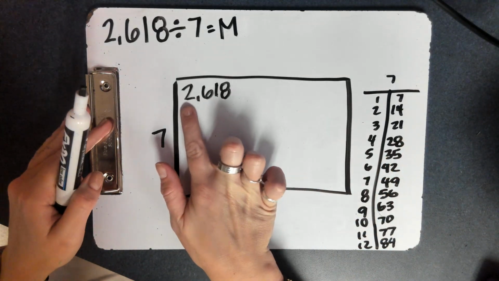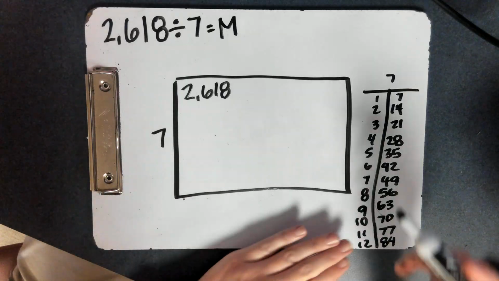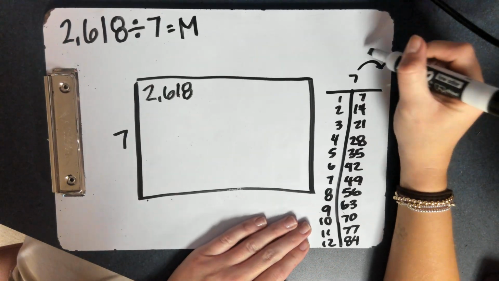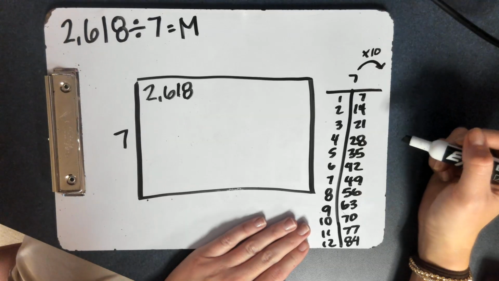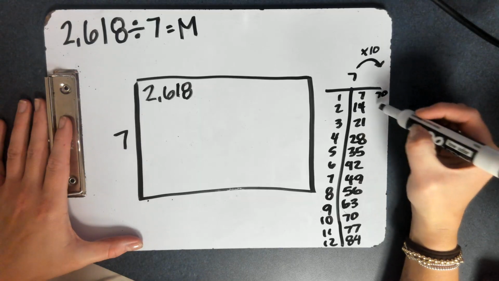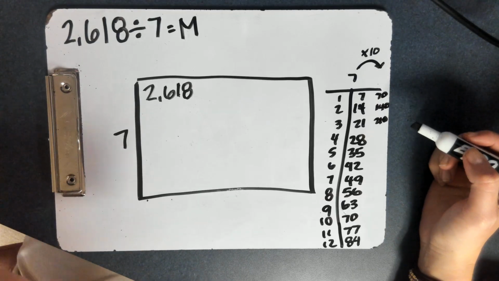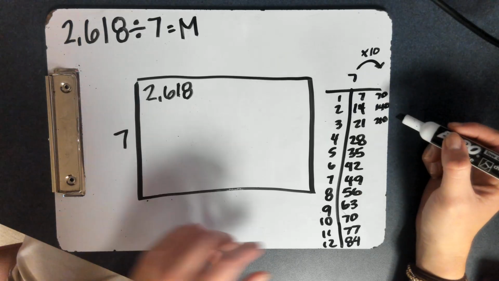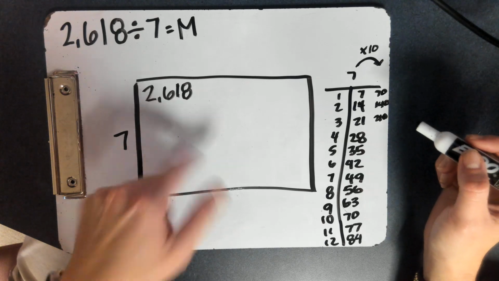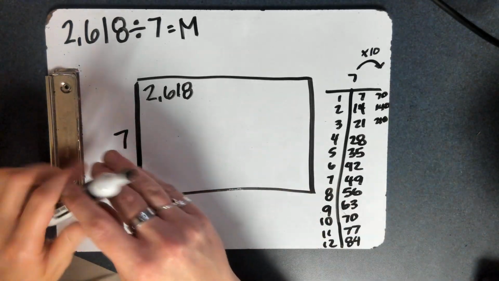So I have 2,618. Obviously, that's not a multiple. However, you can even recognize that all these math facts can be bumped up times 10. So I could get 70 and 140 and 210 and use those much larger numbers. Like 210, now we're talking with this 2,000, okay? So I'm going to actually use that math fact.